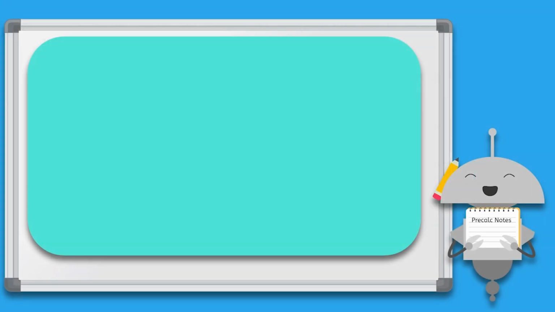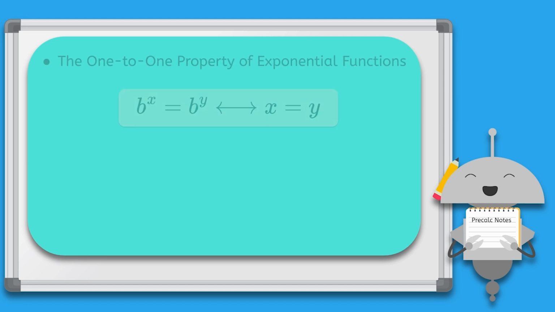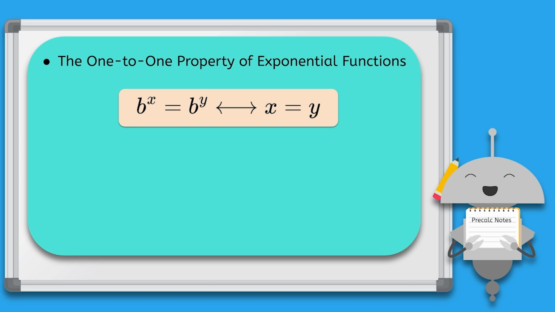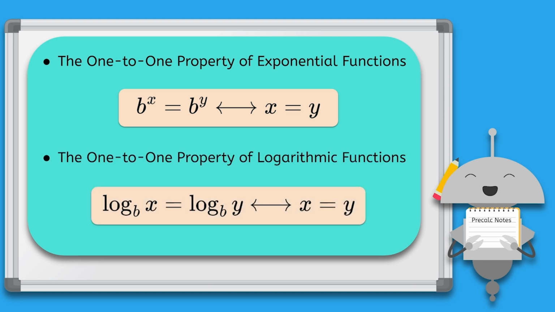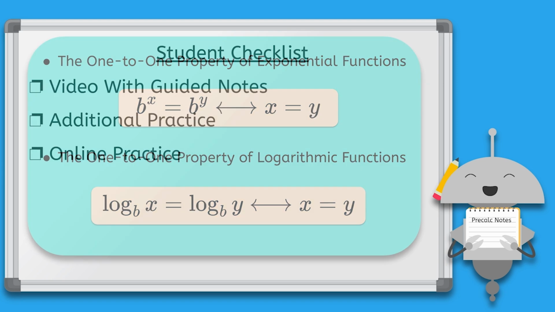In this lesson, we learned two important properties that allowed us to solve a wider range of exponential and logarithmic equations: the one-to-one property of exponential functions and the one-to-one property of logarithmic functions. In our next lesson, we'll wrap up the last 3 lessons by reviewing all the strategies we've learned to solve exponential and logarithmic equations.